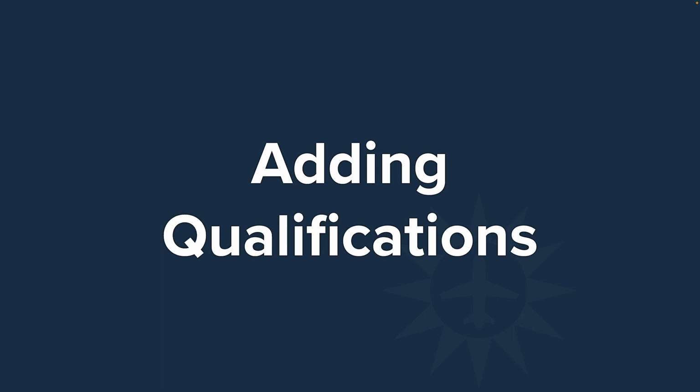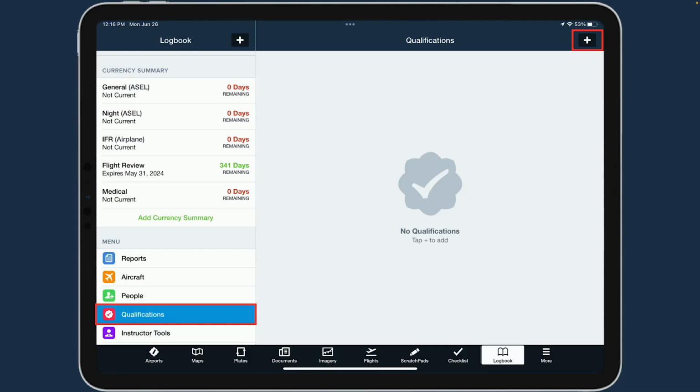Okay, so now we're going to go into adding qualifications. This is going to help you know how to set up a certificate, a rating, or even an endorsement. In that logbook menu that we were in already for the settings, just above that you'll see the qualifications tab. Let's go ahead and tap on that.